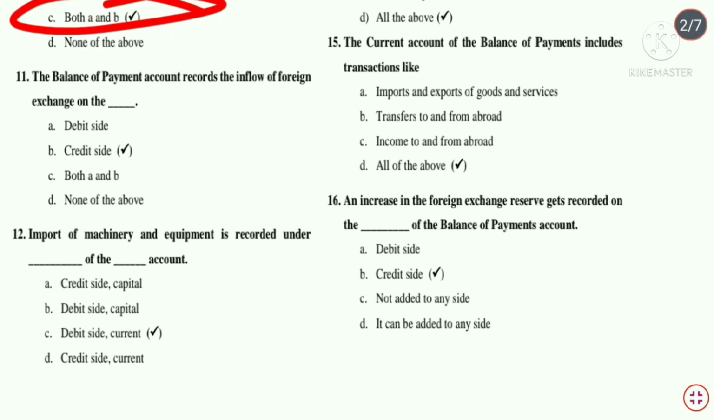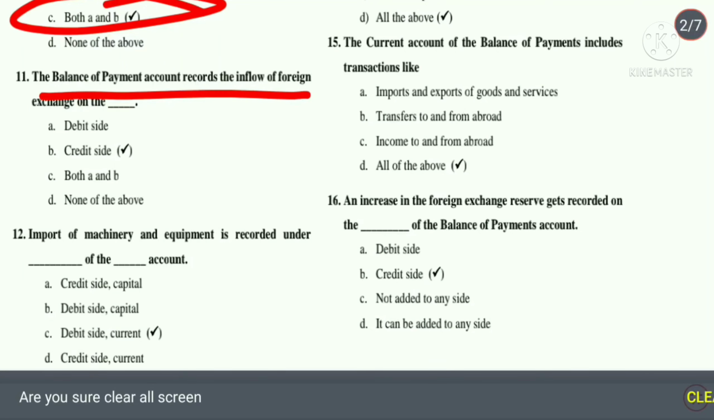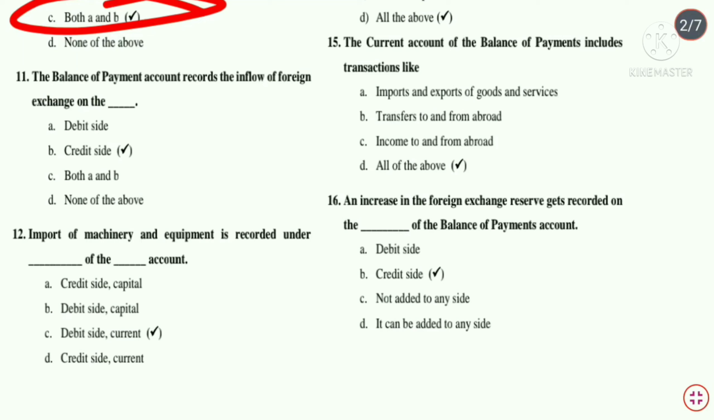Next question, the balance of payment account records the inflow of foreign exchange on the, जो भी इनफ्लो ऑफ फॉरेन एक्सचेंज होता है दैट इज रिकॉर्डेड ऑन द क्रेडिट साइड ऑफ बैलेंस ऑफ पेमेंट, और जो आउटफ्लो ऑफ फॉरेन एक्सचेंज होता है दैट इज रिकॉर्डेड ऑन द डेट साइड ऑफ बैलेंस ऑफ पेमेंट.